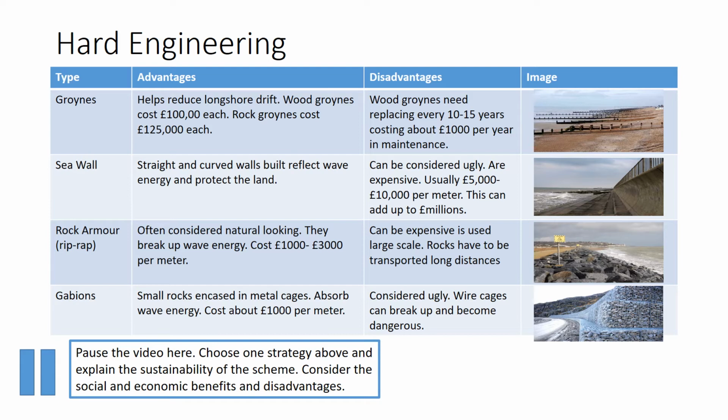Gabions, small rocks, are encased in wire cages, and they also absorb wave energy. They are usually placed against the bottom of cliffs and on beaches. They cost about £1,000 per metre. They tend to be considered quite unattractive, and the wire mesh can erode and break up and therefore can become very dangerous and is a risk to the public.